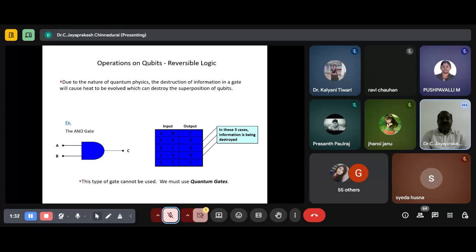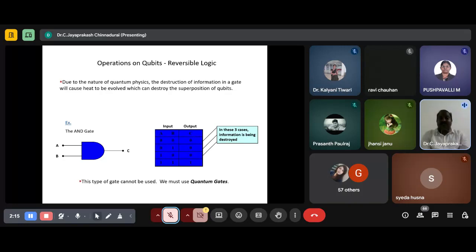This slide shows operations on qubits, which are mainly reversible logic. So what is that reversible logic? Due to the nature of quantum physics, the destruction of information in a gate will cause heat to be evolved, which can destroy the superposition of the qubits. Example of this, suppose you take an AND gate.